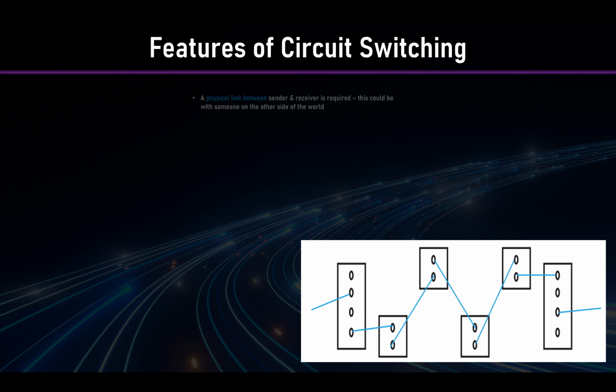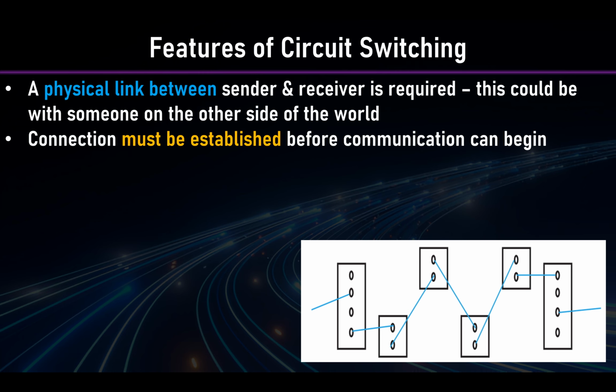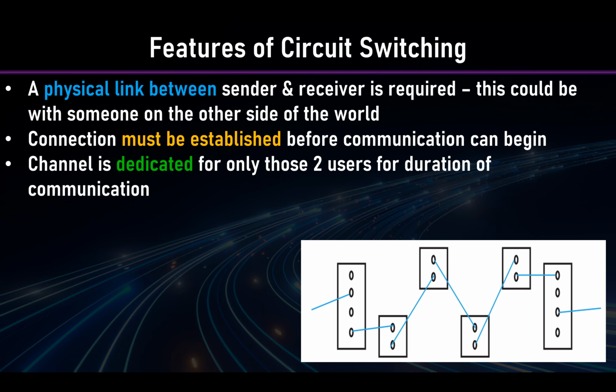Then if we look at circuit switching, this is what the phone connection used to use. A physical link between the sender and receiver is required. This could be with someone on the other side of the world. So you could literally have a physical line, 10,000 kilometers, connecting the two people. The connection must be established before the communication can begin. On the one hand, that's reliable because you can make sure they're available. Although, of course, that does have a higher initial latency, since you have to check.